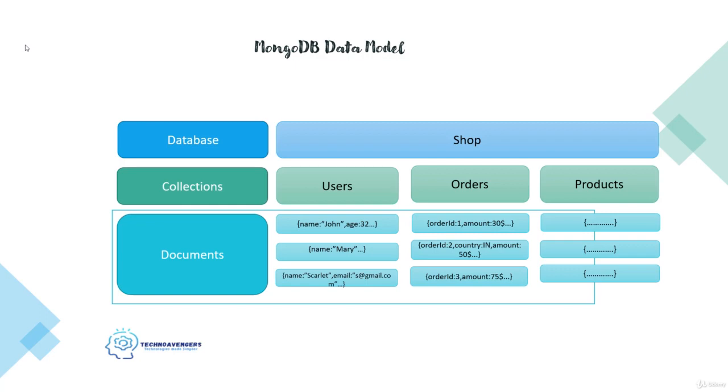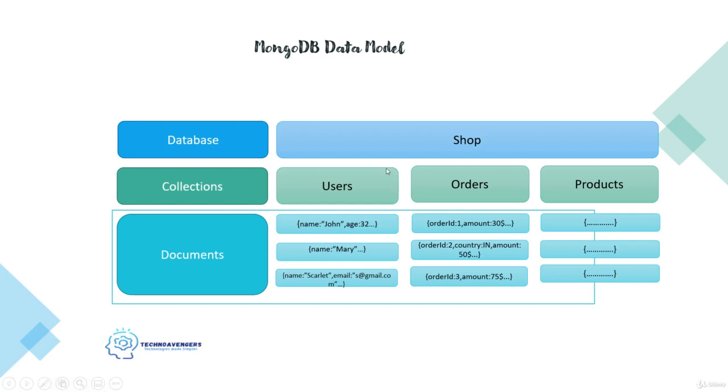So let's talk about the data model of MongoDB. If you're coming from the SQL world, you might be aware of databases, tables, rows, columns, etc. Here in MongoDB, we have a database for sure. Inside the database, we have collections that can represent tables in the SQL world. And then finally we have the documents inside the collections. Each document represents an entity. In the SQL world, they represent the rows in our table.